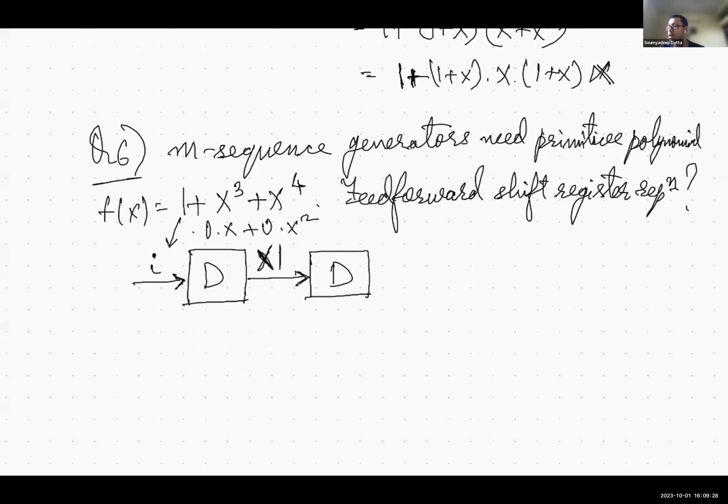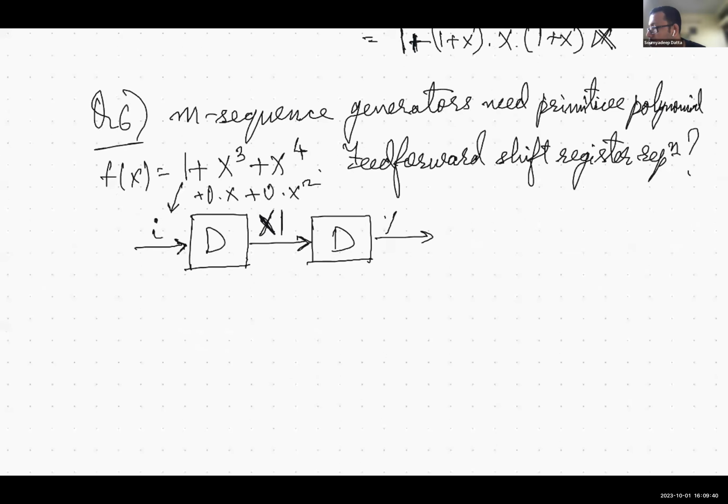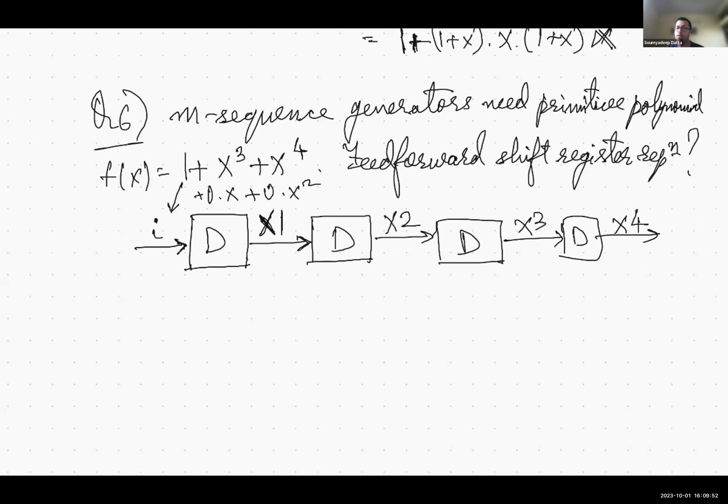Let me fully draw it first and then I'll discuss. This is called X4. Because it's a 4-degree polynomial, with terms up to x to the power 4, you will have 4 delay values: x1, x2, x3, x4.